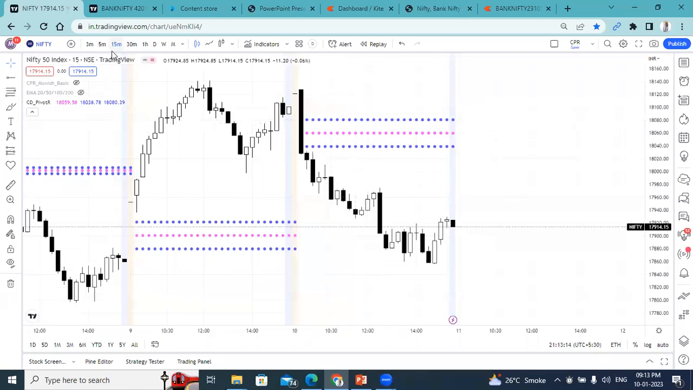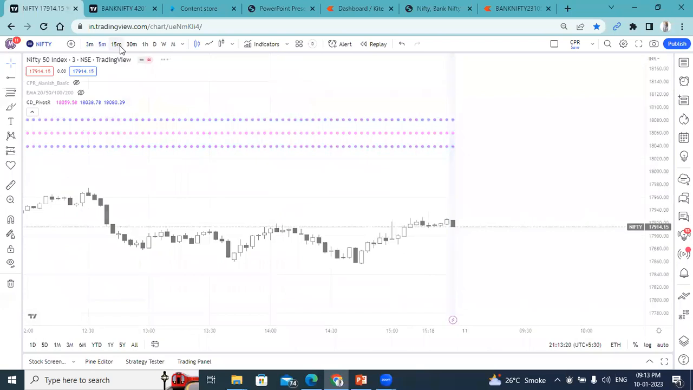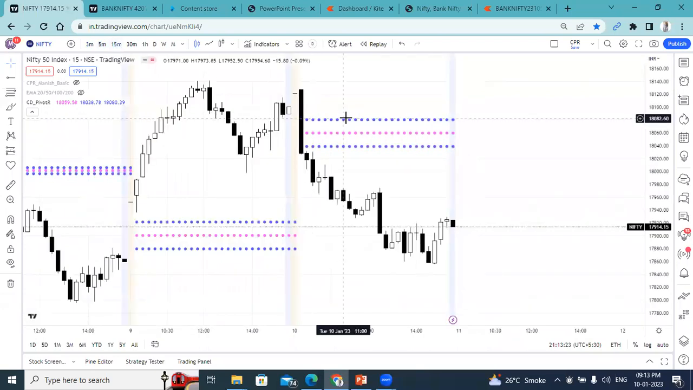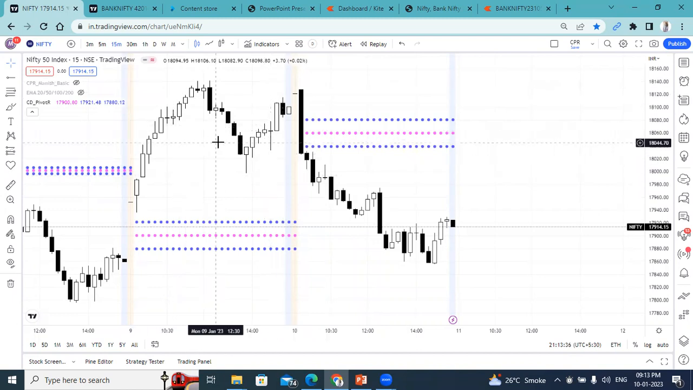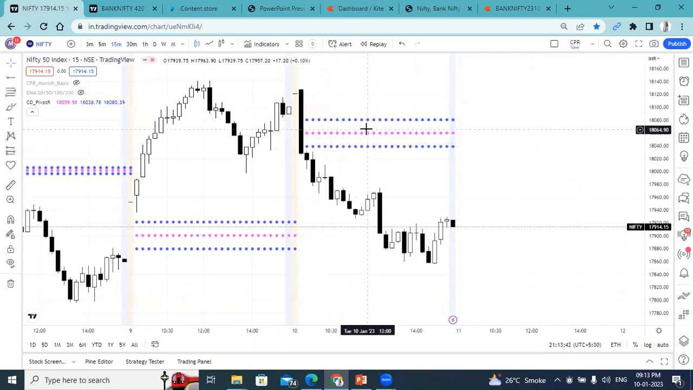Now here I am using the 15 minutes time frame. We can use any time frame: 3 minutes, 5 minutes, 15 minutes. CPR line values will remain the same. These values will not change because how did we calculate CPR? By using previous trading session data: previous day high, previous day low, previous day close. Those data points will not change. So you can use any time frame. To show you, I'm using this 15 minutes time frame.